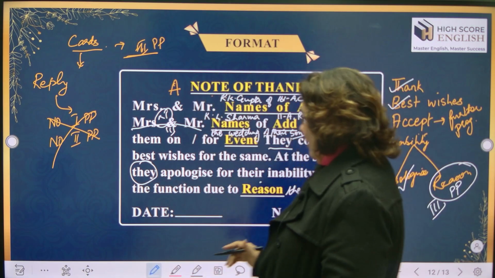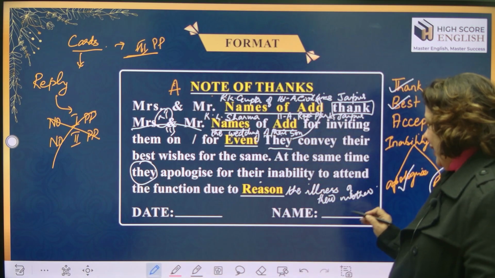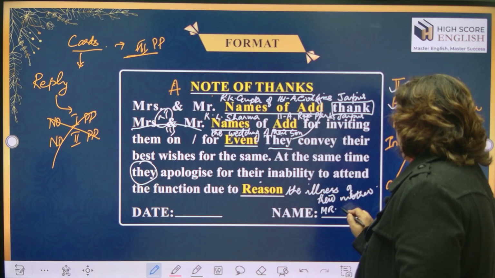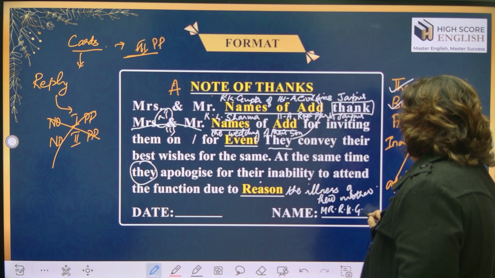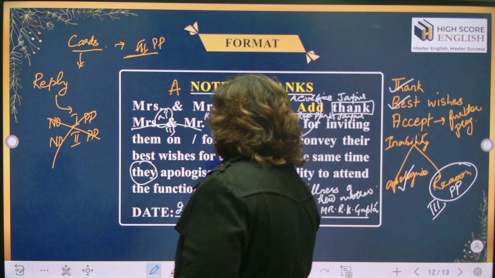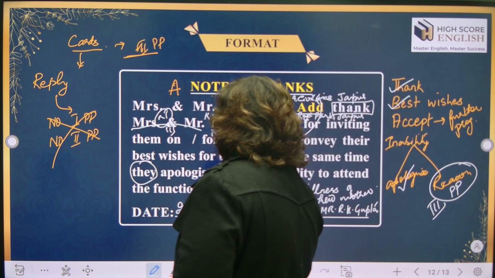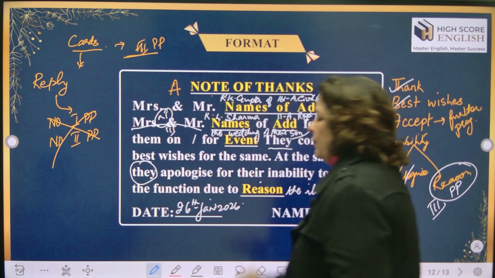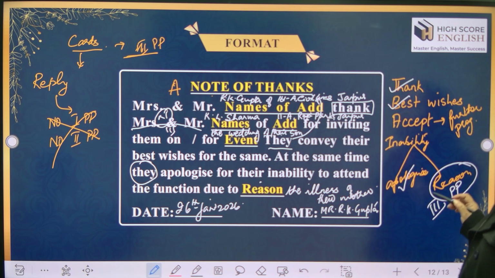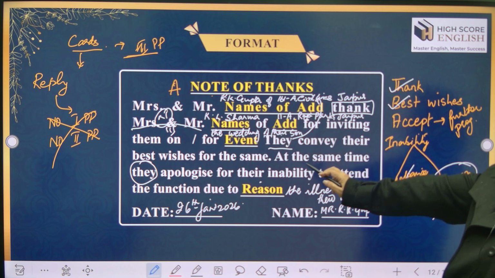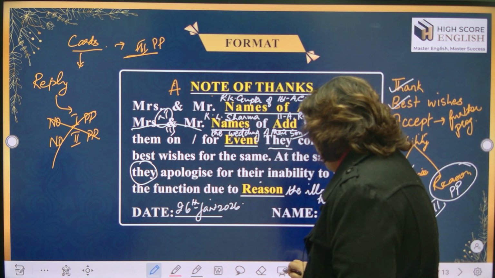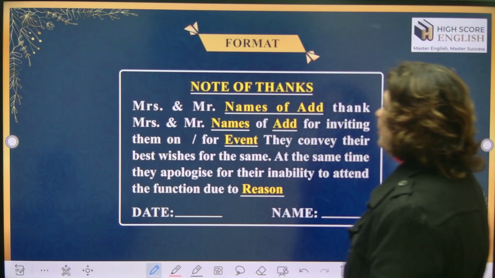Fine. Now, when you finish it, when you close it, in letters, everything is on the left hand side. Here, the name is on the right hand side. You can write here, Mr. R.K. Gupta, date, 26th January 2026. So you are writing a note. In the note, everything goes in third person pronoun. You are not writing either in first person or second person.